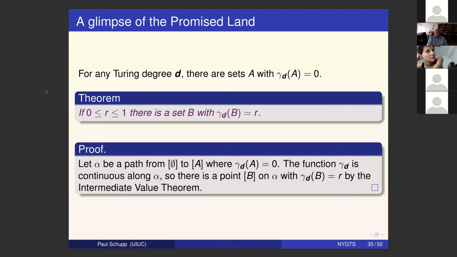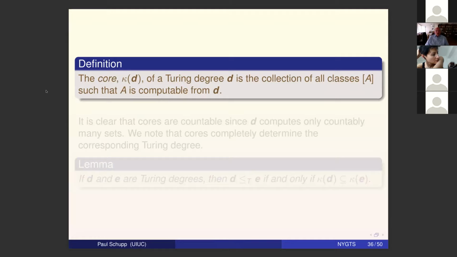That's right. So the computability proof of the theorem would of course relativize, but this is much simpler. I mean, we see it by elementary calculus. So the core, capital of D, is a collection of classes A, such that A is computable from D. If you like, if you think of just sets instead of classes, it's just everything is coarsely computable from D.